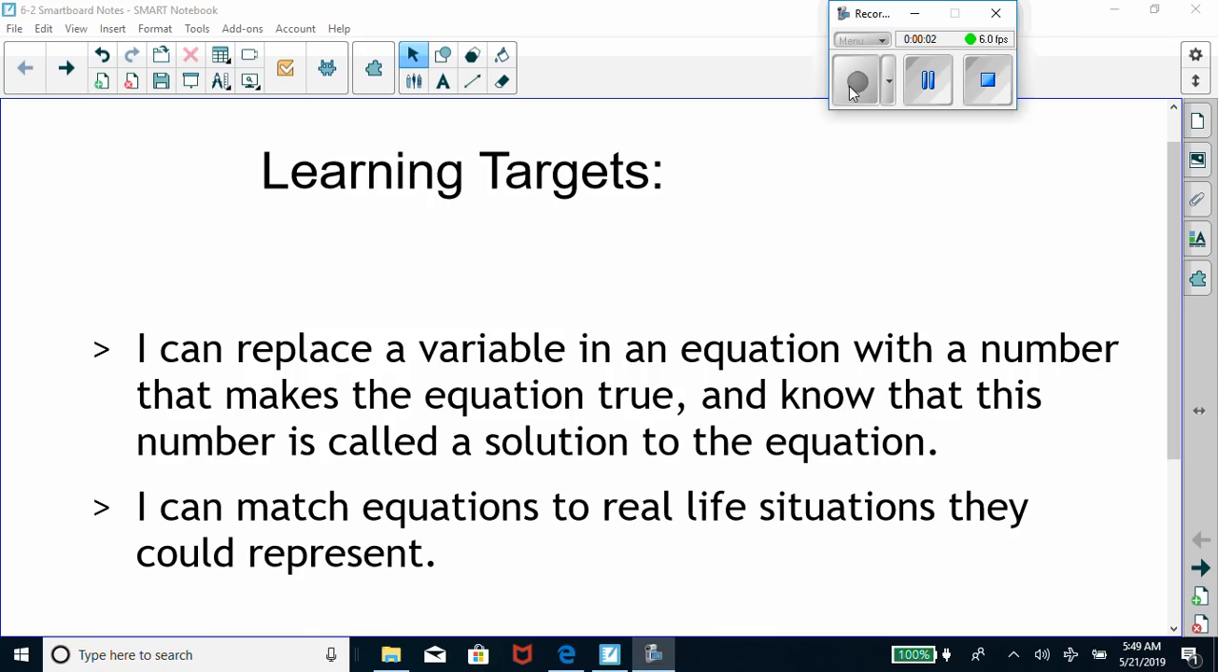Good morning. Today we are working on Lesson 2 of Unit 6 called Truth and Equations. And I just wanted to go over the learning targets before we begin. So the first one is I can replace a variable in an equation with a number that makes the equation true and know that this number is called a solution to the equation. And the second one, I can match equations to real-life situations they could represent. All right, let's get started.